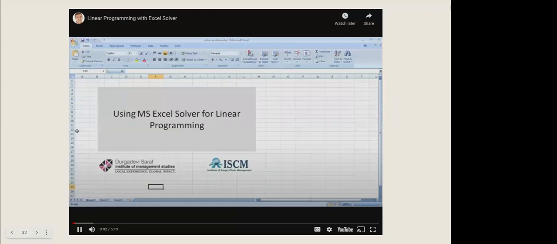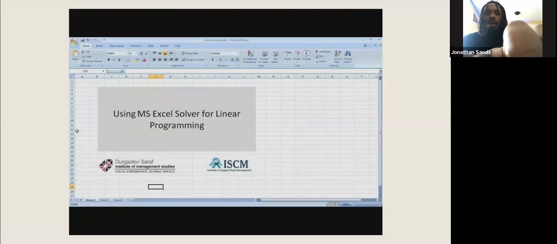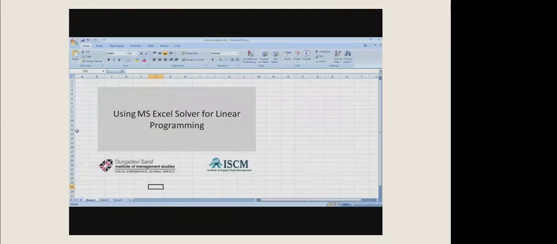Hi. We will learn how to use Microsoft Excel Solver for linear programming-based optimization problems. Solver makes linear programming very easy. You can forget the difficult simplex methods and the graphical methods. Solver takes care of the mathematical part of linear programming.